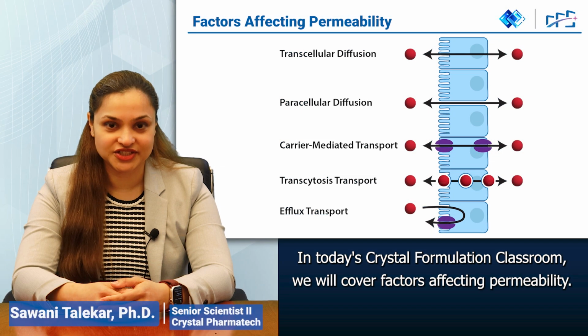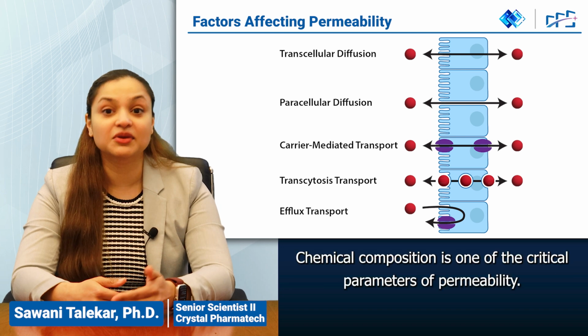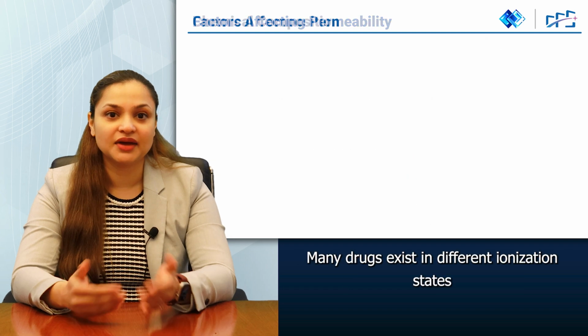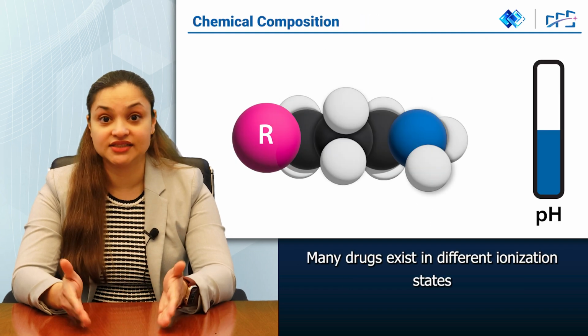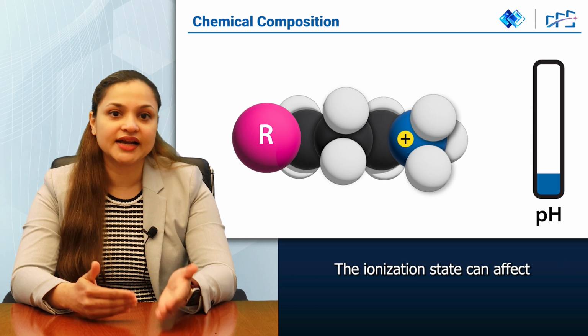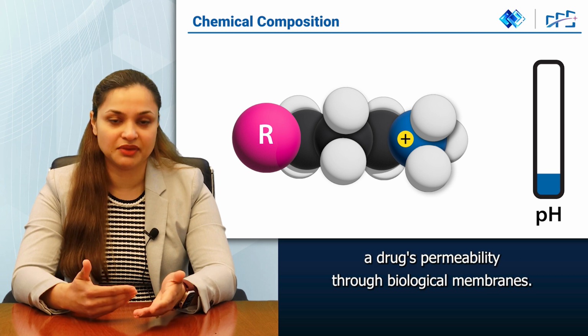In today's Crystal Formulation Classroom, we will cover factors affecting permeability. Chemical composition is one of the critical parameters of permeability. Many drugs exist in different ionization states depending on the pH of their environment. The ionization state can affect a drug's permeability through biological membranes.